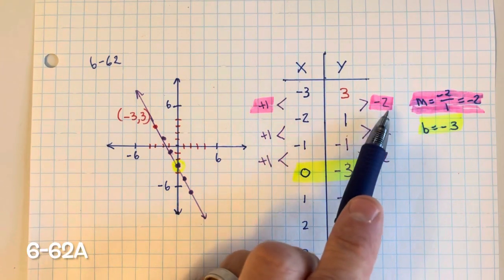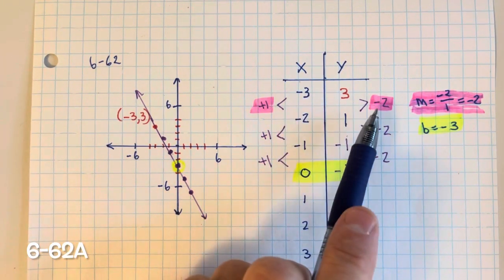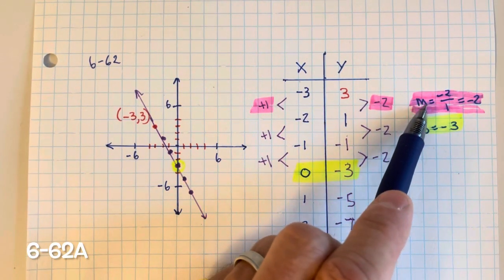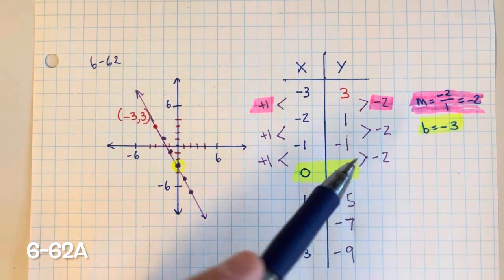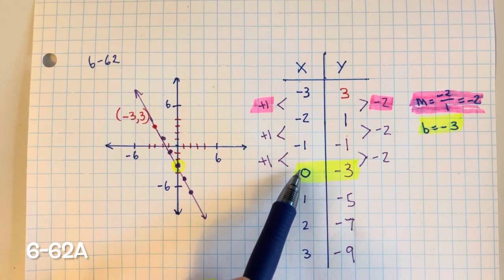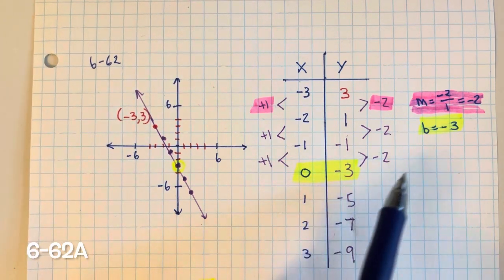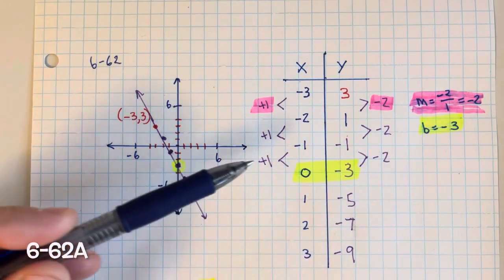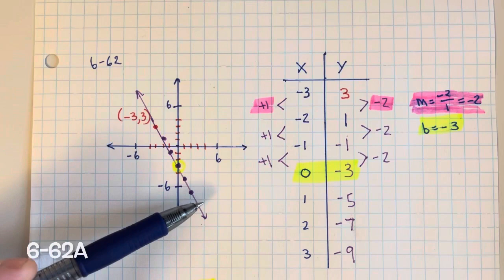So we know that the rate of change is, remember, difference of the y's over difference of the x equals the slope. So -2 over 1. So the slope equals -2 over 1, which simplifies to -2. The y-intercept, or the b value, is when x equals 0. So here's our y-intercept. So b equals -3. Now we can go ahead and take this information from the table and plot it on the graph.